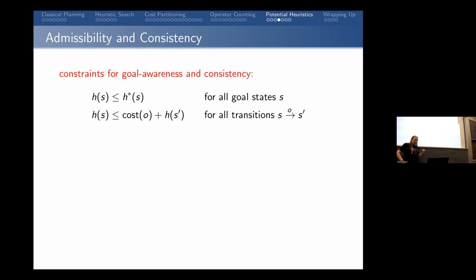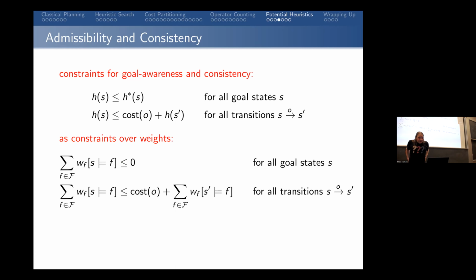And the nice thing is, if you have this condition at the top, goal awareness, and the triangle inequality, it actually gives you the more general admissibility condition. So by induction, using the top one and then the bottom one along all the transitions, you actually get this one. Okay. So now this is something that we can actually express as constraints over the weights.